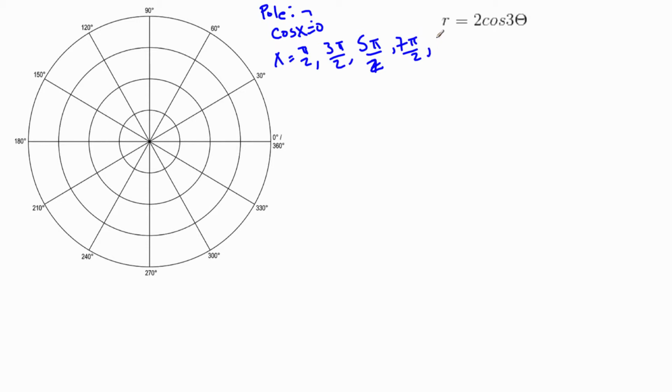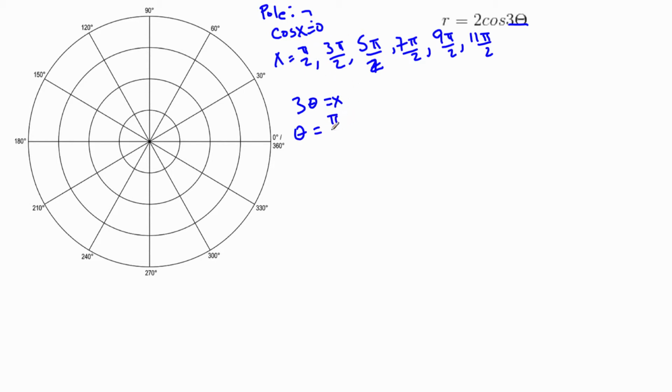9 pi over 2, etc. 11 pi over 2. I think that's far enough. So my x in this case is 3 theta. So 3 theta is equal to all of this. So what does that tell me theta has to equal? So I'm going to take each of these and divide by 3.